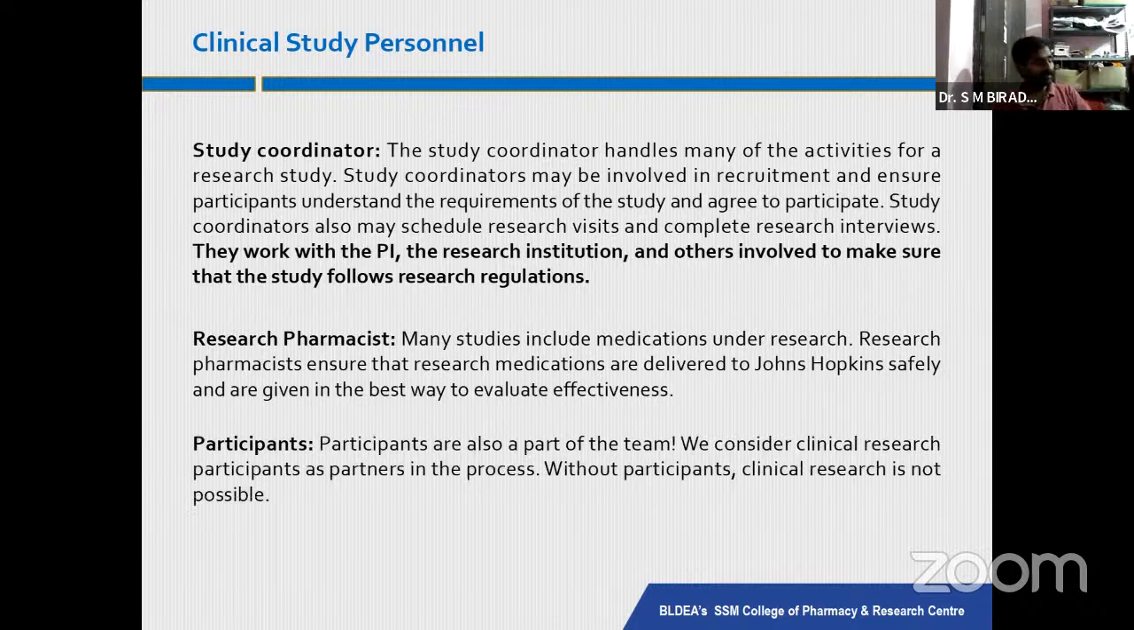And of course, most important are the participants. All the studies take place on people, that is, participants. The participants are also part of the team, as clinical research participants are partners in the process. Sometimes we call these participants subjects. Without participants or subjects, clinical studies are impossible. So subjects are very important.